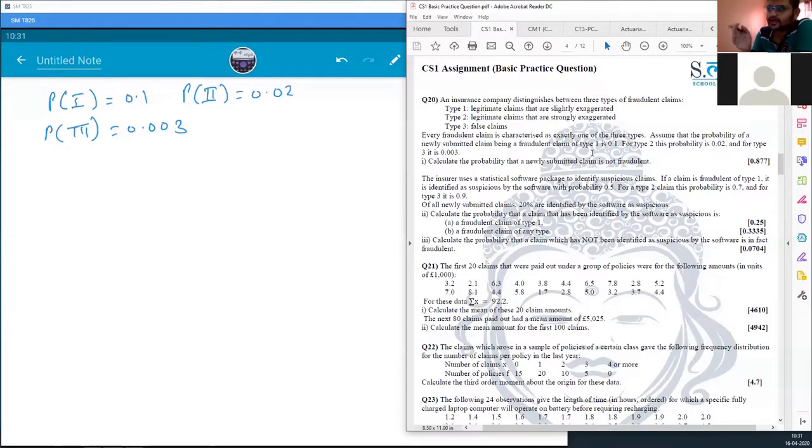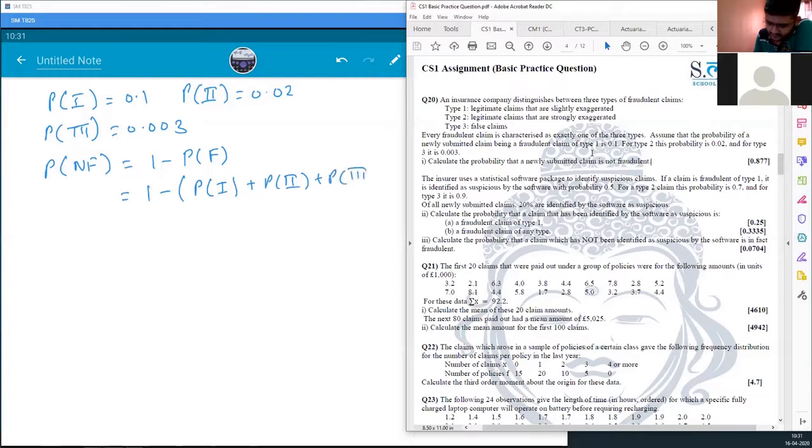So either it will be type 1, type 2 or type 3, or not fraudulent. I'll write NF for not fraudulent. The probability of NF must be 1 minus the probability of fraudulent. Fraudulent can be of 3 types, so we'll add them up. Either we'll say probability type 1 or type 2 or type 3. So this becomes 0.123. That would be 0.877. So this was easy.